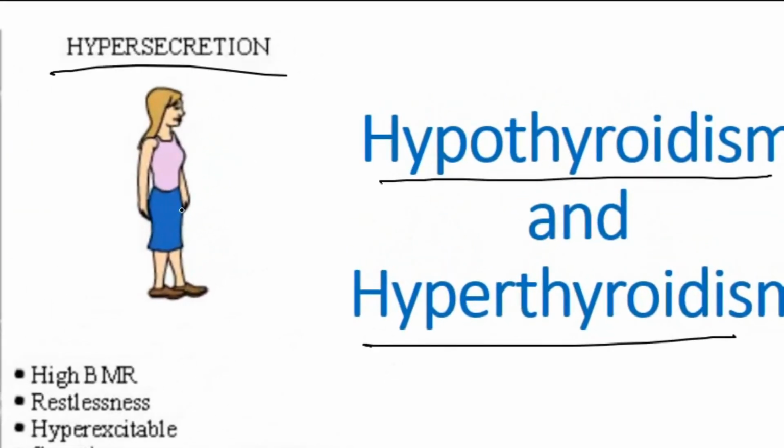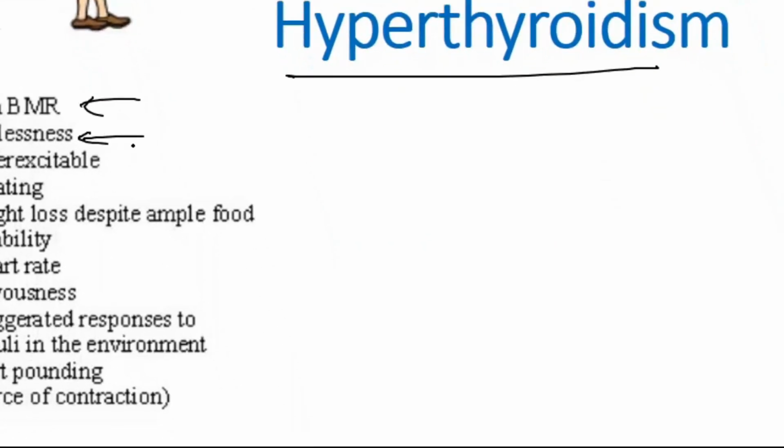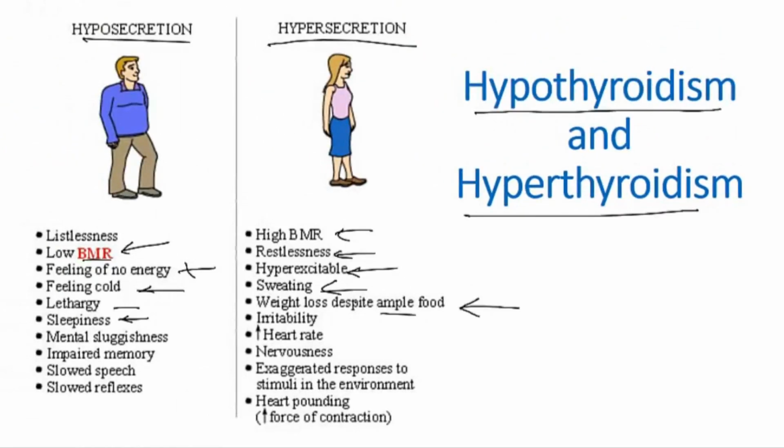While hypersecretion creates high BMR, it creates restlessness, it creates hyperexcitable states, completely the opposite thing. It excites you more, you start sweating, and you have weight loss despite eating ample food, irritability, increased heart rate, and in some cases heart pounding can be listed for hypersecretion of thyroid. So these are the regulations of how they actually work.